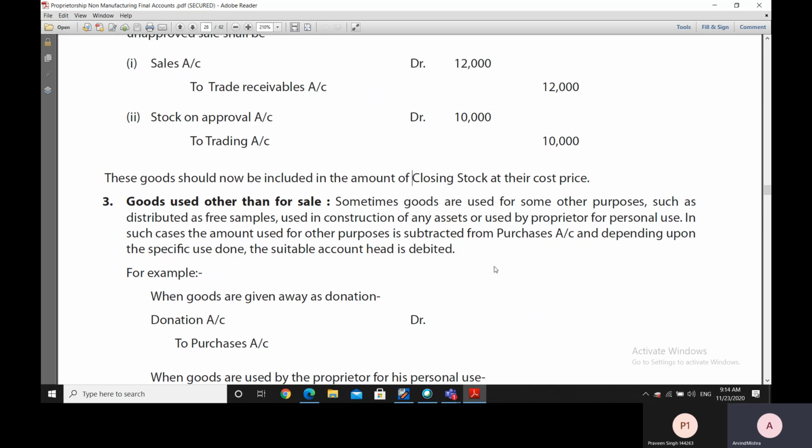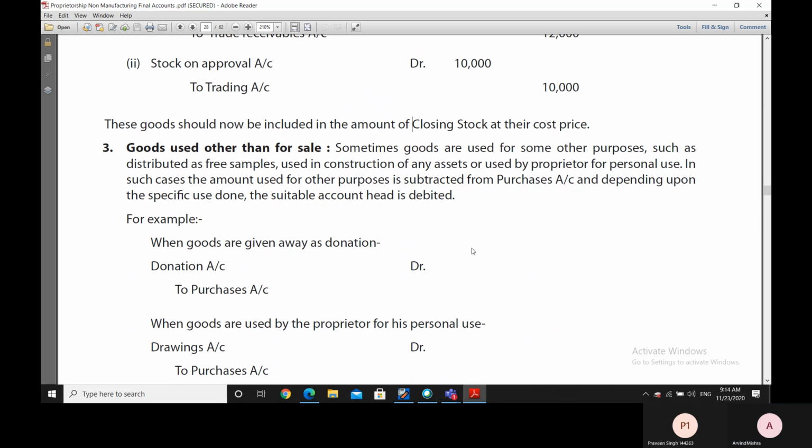Now, goods used. Now let's go to the third adjustment. If some goods have been used not for sale but for some other purpose, such as distributing free samples, or sometimes some goods may be used in construction of any assets, or they may be used by the proprietor for personal use.